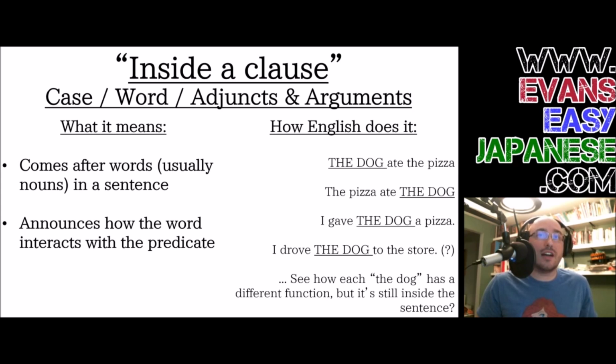I gave the dog a pizza. Notice how fun that sentence is. I gave the dog a pizza. So what are you giving? You're actually giving a pizza, but to what are you giving the pizza? You're giving it to the dog.